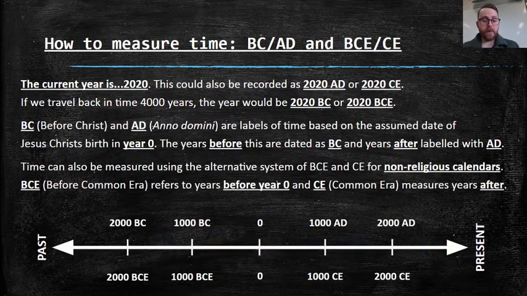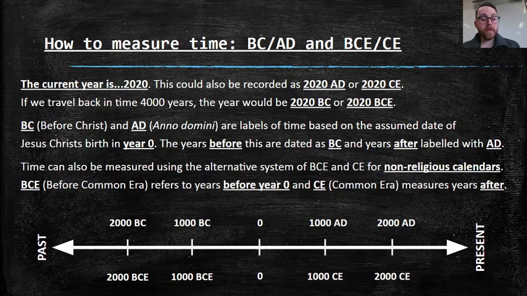How do we measure time? Not minutes, seconds, and hours. How do we measure years throughout history? So the current year is 2020. Unfortunately, it's been a long year. This could also be recorded as either 2020 AD or 2020 CE.